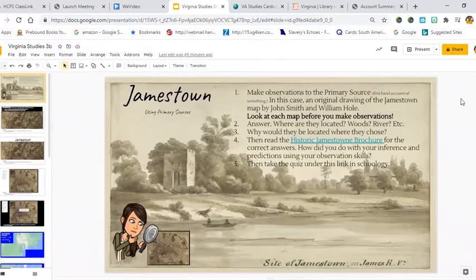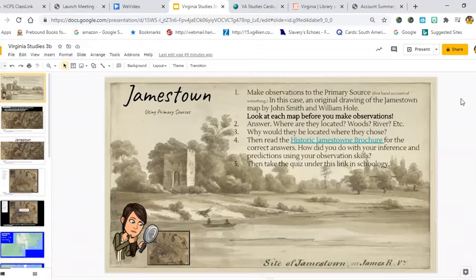Why did they settle on the Jamestown River? Are they in the woods? Are they next to the river and next to the ocean? How far inland, or where are they exactly? Make as many observations as you can.